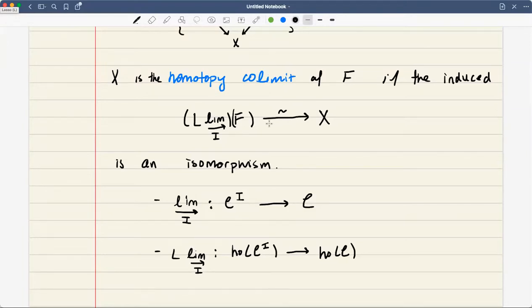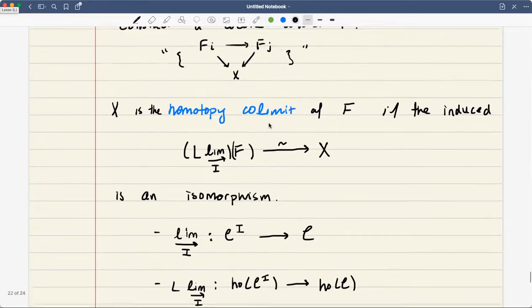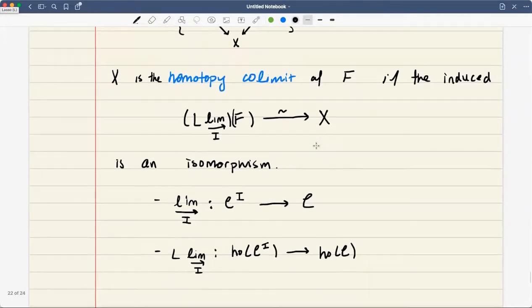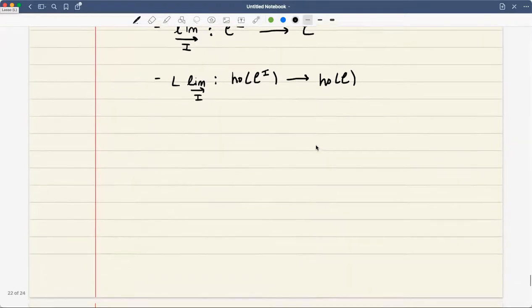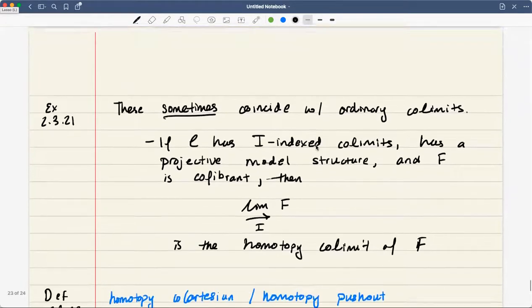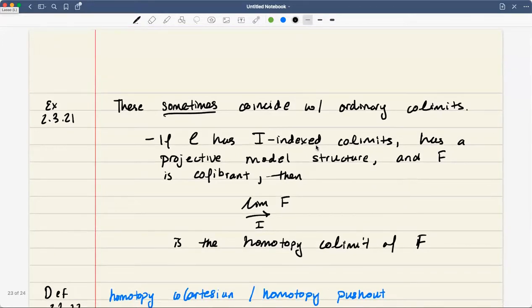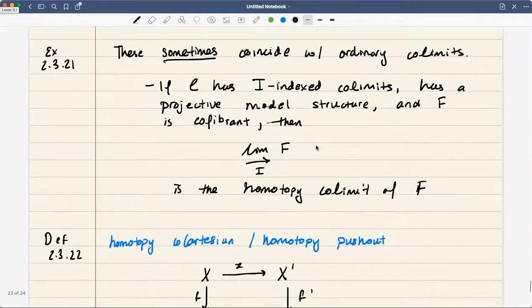So what are we saying? We're calling this functor the homotopy colimit, and the homotopy colimit of F may or may not coincide with the regular colimit of F. It can happen in certain cases that the ordinary colimit and the homotopy colimit coincide. For example, if C has I-index colimits, projective model structure, and F is cofibrant, then those two will agree.